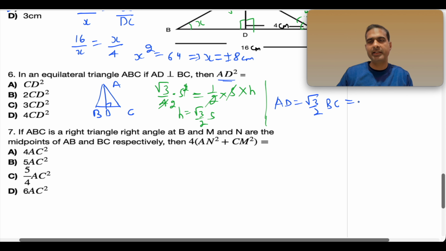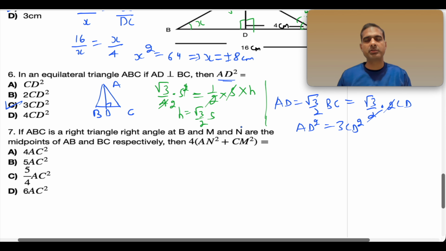So from here I can write root 3 by 2 times BC is root 3 by 2 times 2 times CD. So from here 2 can be cancelled out. So if I square on both the sides, AD square will be 3 CD square. Square of root 3 is 3 and square of CD is CD square. So our answer will be 3 CD square.